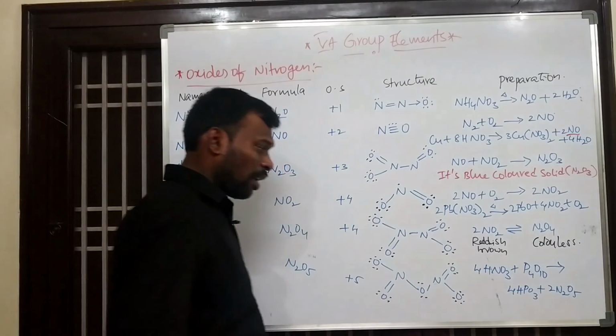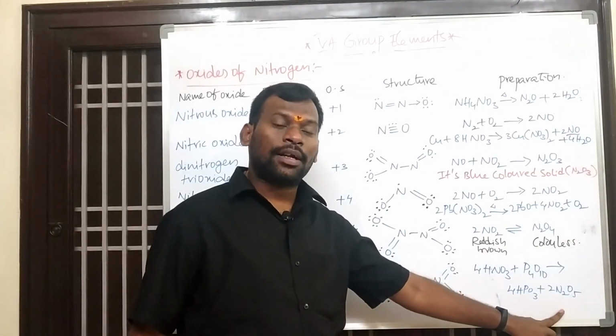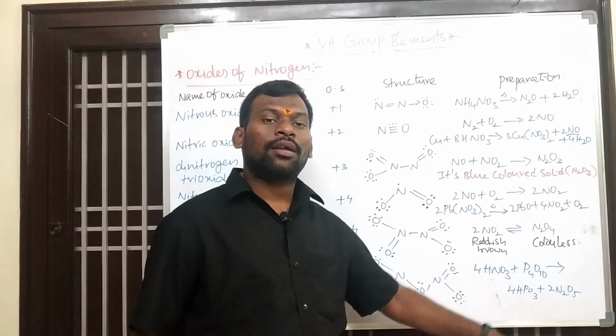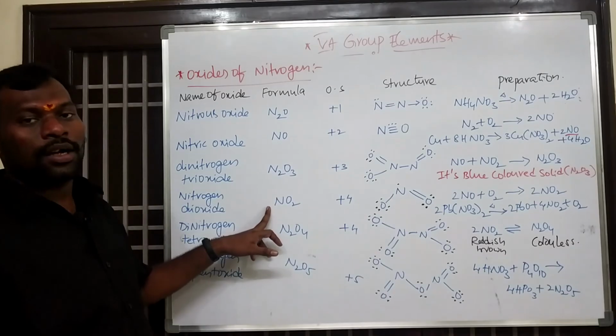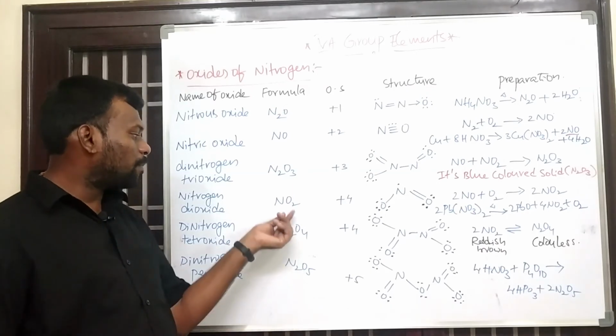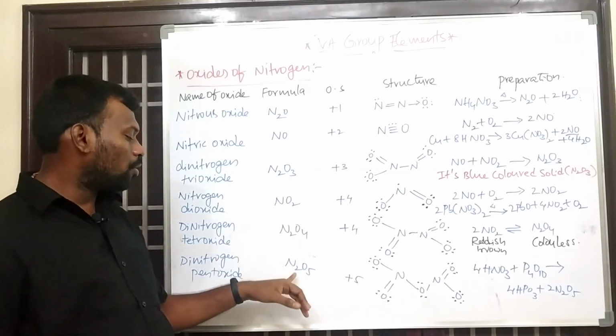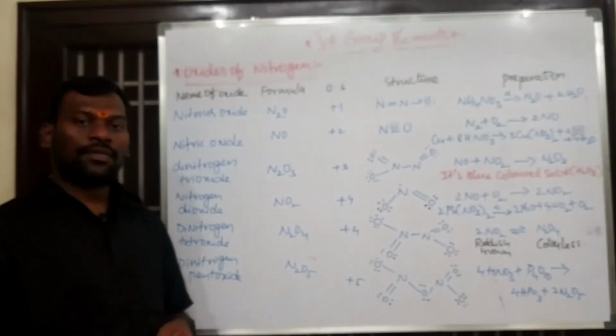2N2O5. Actually, dinitrogen pentoxide is a colorless solid, but it can exhibit a yellow color due to decomposition to nitrogen dioxide. So these are the oxides of nitrogen.